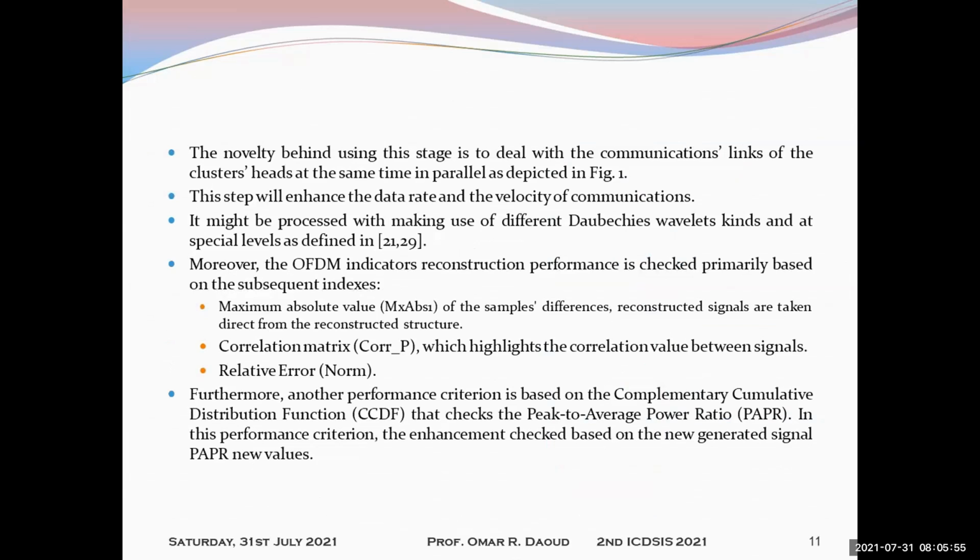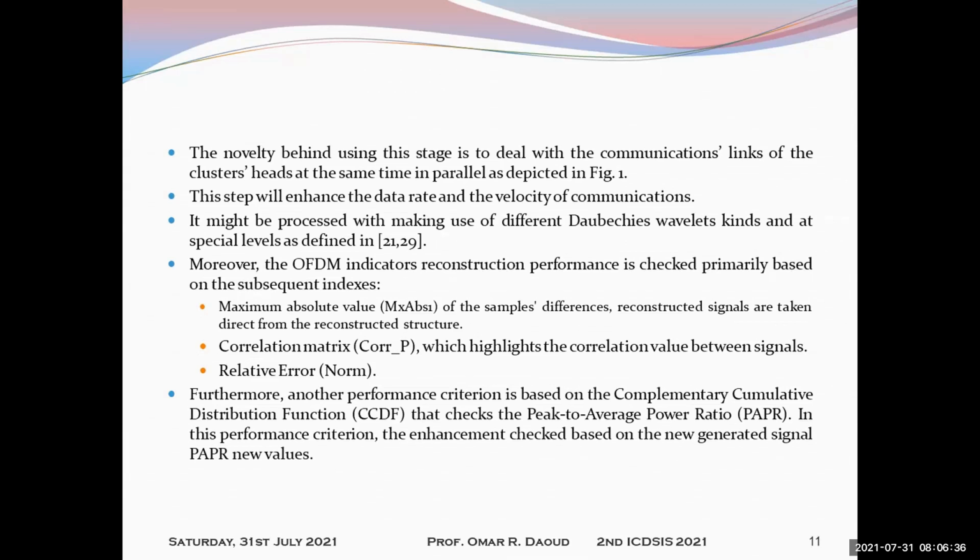The novelty behind using this stage is to deal with the communication links for the cluster heads at the same time, in parallel. So this will be the key for the next proposition, which I said is the multi-parallel processing, making use of the wavelet baby functions. This step will enhance the data rate and the velocity of the communication, either through the VANET or the LTE communication systems. It might be processed by making use of different Daubechies wavelet kinds at a special level as defined in our references 21 to 29.